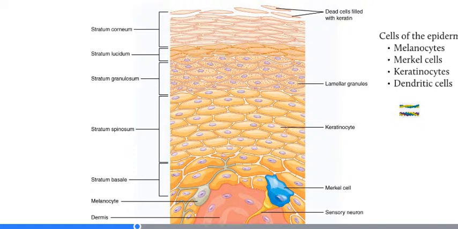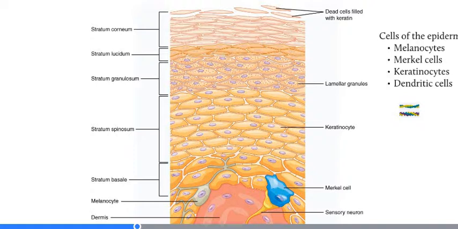The stratum basale also has two important types of cells that serve other functions. There's the melanocyte, which is responsible for producing the pigment that gives skin its particular tone, and there are Merkel cells, which are responsible for helping the sensory endings in the dermis interpret a certain aspect of touch stimuli.